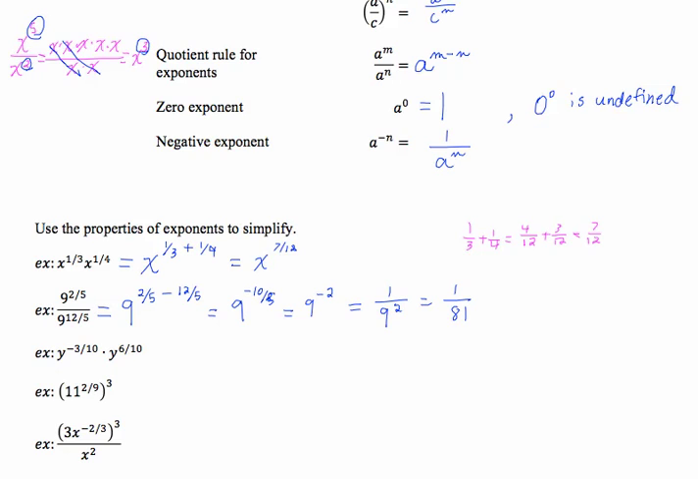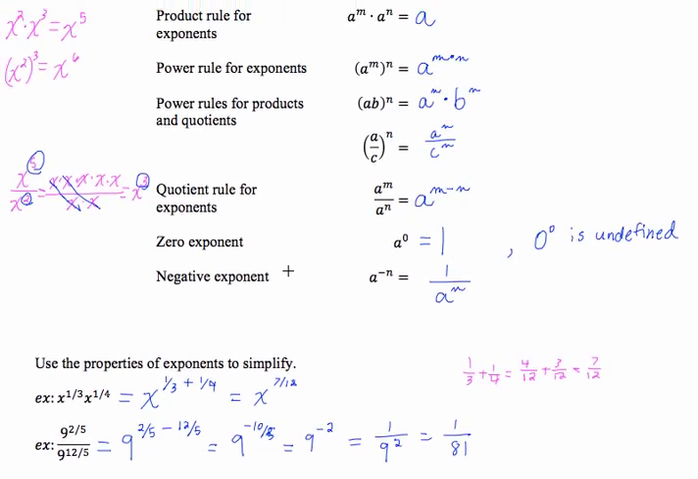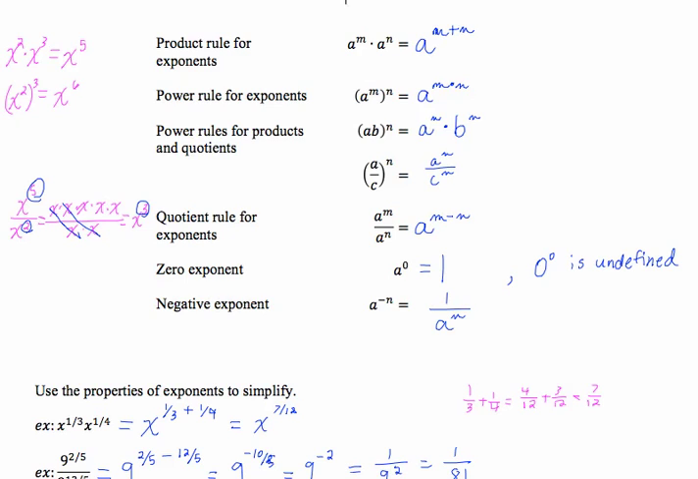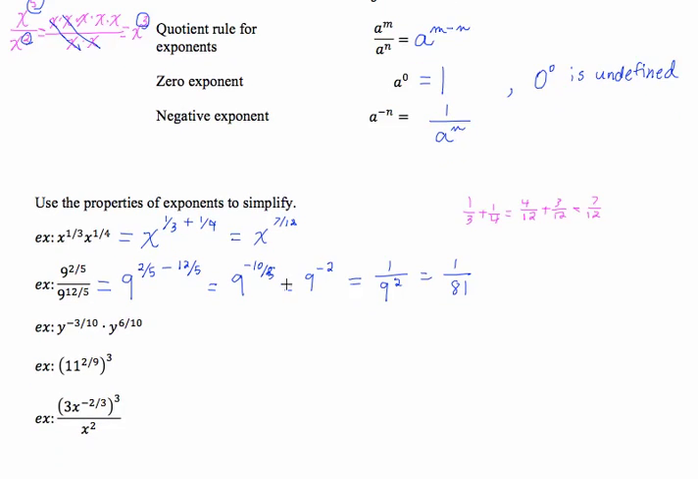Next we have y to the negative 3/10 times y to the 6/10. We have the same base, y and y, different exponents, and these are being multiplied. Okay, so same base, different exponents being multiplied. That's equivalent to the first rule up here. So we would add the two exponents. So scrolling back down, I would want to add those two exponents. Now this first exponent is negative, but that's okay. You just follow the rules. So negative 3/10 plus 6/10, because I'm adding them together.